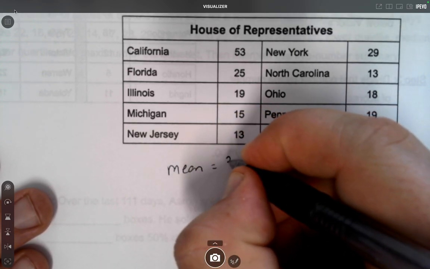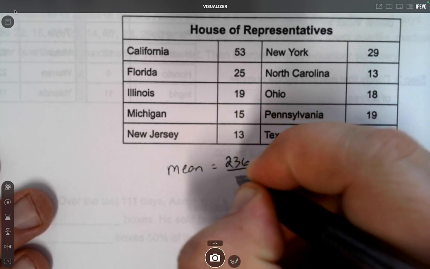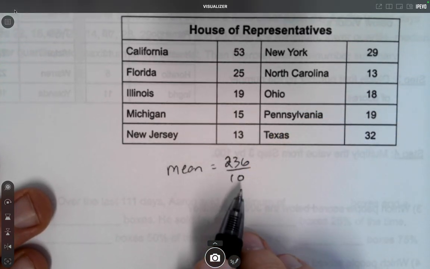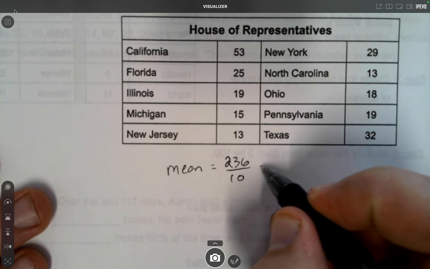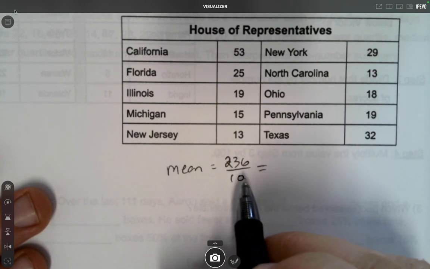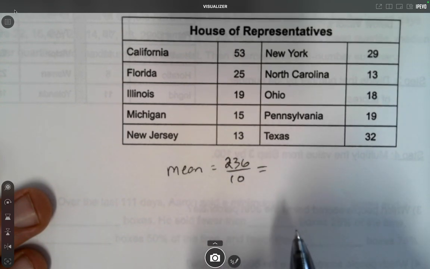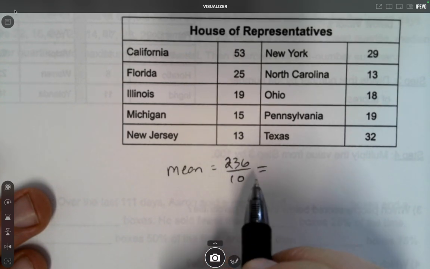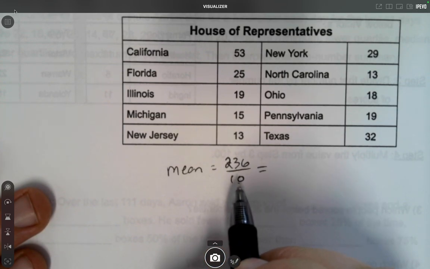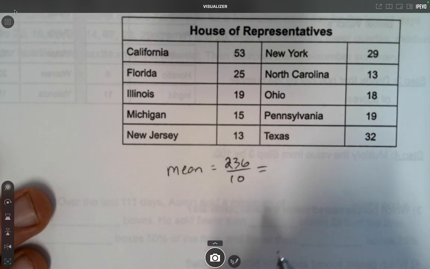Now I'm going to write 236 over 10. And that would be a good habit for you to do also, to write the sum and divide by the number. Because for one thing, that displays the total and the number, but it also lets me know if you're on the right track, you've done the right thing. Because you could get partial credit if I see, oh, you added these together wrong, but you did divide by the right number, so I know you knew what you were doing, you just made a mistake in the calculator.